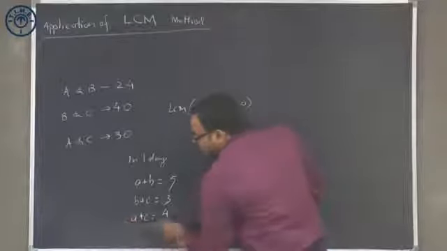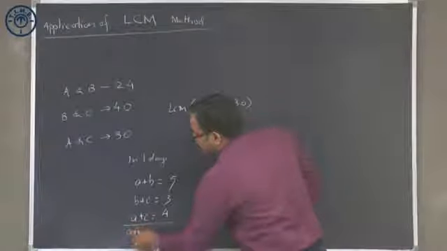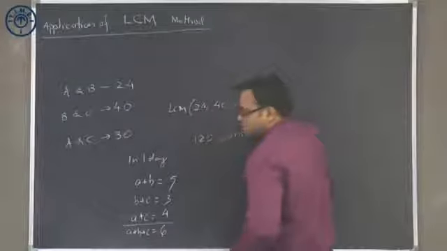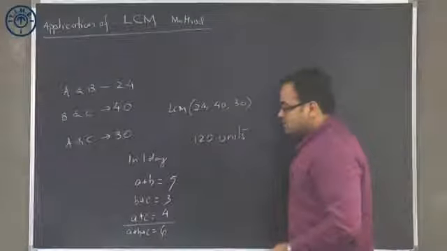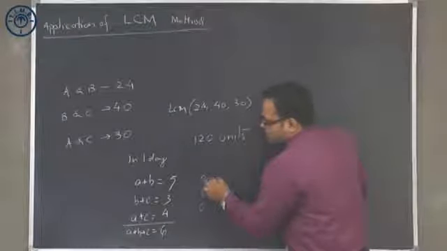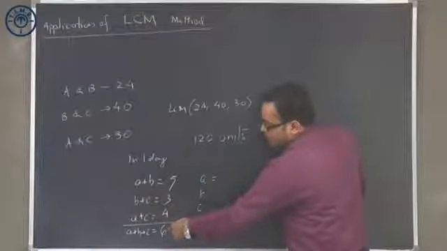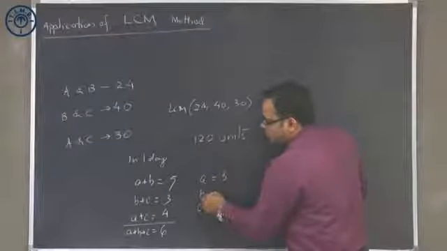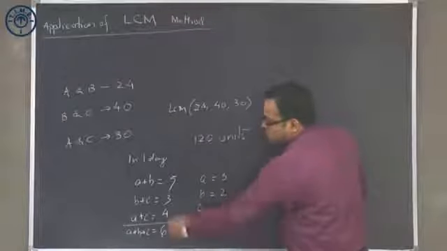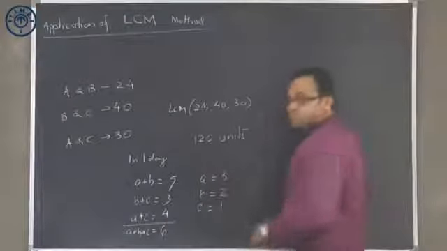If I add the 3 equations and divide by 2, I will get A plus B plus C is equal to 5 plus 3 plus 4, 12 upon 2, 6. If A plus B plus C is equal to 6, from here I will get the value of A, B and C. So A is equal to 6 minus 3, 3. B is equal to 6 minus 4, 2. C is equal to 6 minus 5, 1.